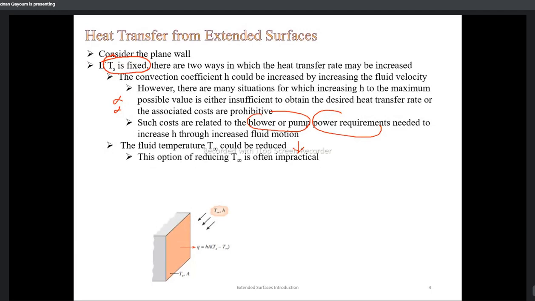You wanted to cool the phone. My God, you have to make a system so that the temperature of the ambient environment reduces, you have to run an AC. It is not practical. You got my point. So reducing T infinity is often not practical. You can do it, I don't say you cannot, but it's often not practical. So it's impractical.